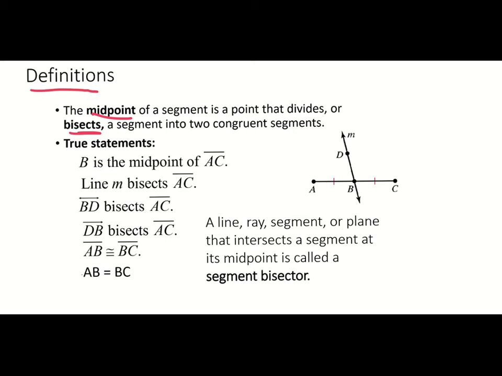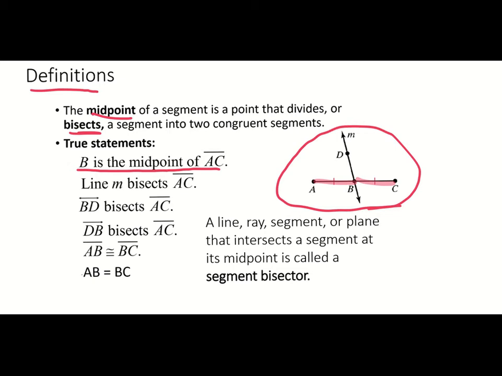If you take a look at this picture over here, we have line M and line segment AC. And these are true statements that we know from the picture. I know that B is the midpoint of AC. I know this because both AB and BC are marked with one tick mark. So that means they're exactly the same, and B is between them. So it's the midpoint. I know that line M, because it goes through B, bisects segment AC. So it cuts it into two equal parts.